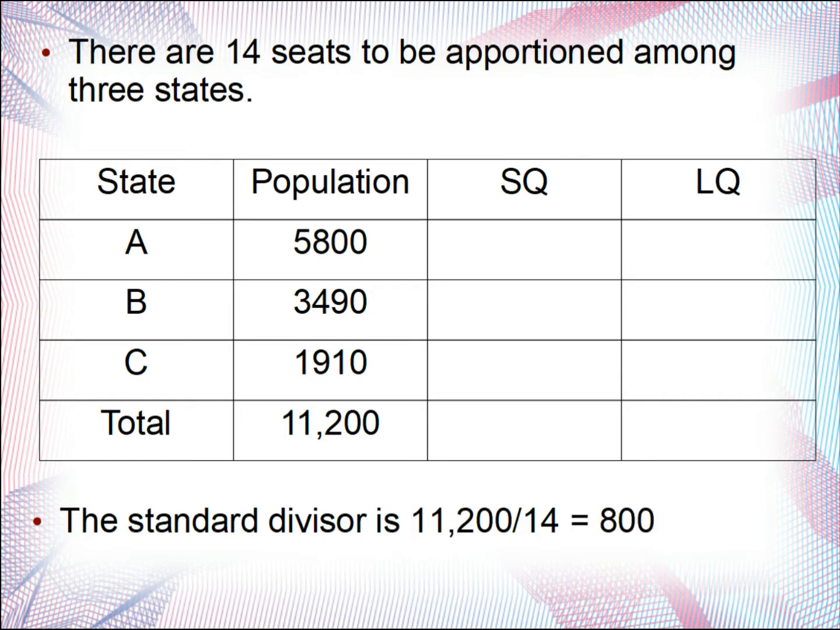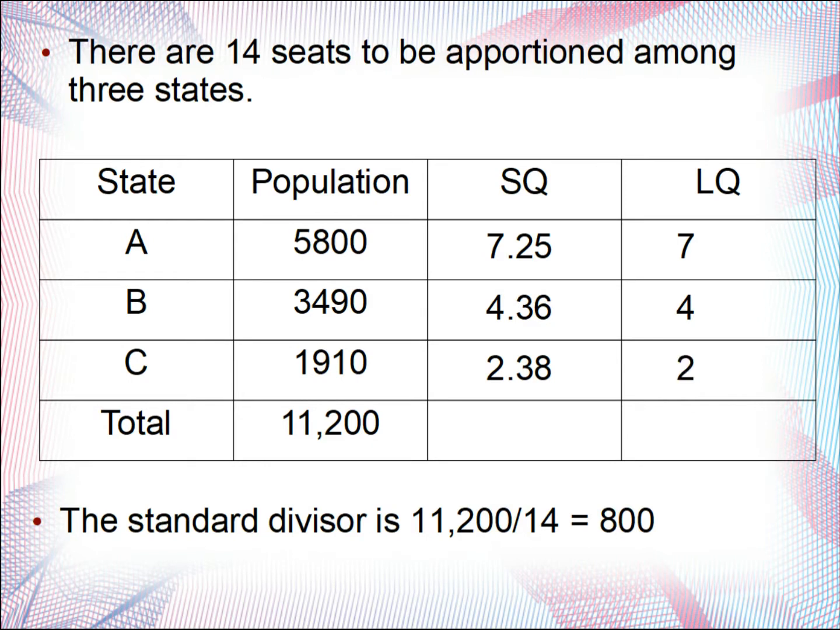So we're going to use the divisor of 800 to determine the standard quota. Remember, to get the standard quota, we just take the population divided by the standard divisor. So 5,800 divided by 800 is 7.25. You can round to basically whatever makes you happy, because we just need to get the lower quota, which is 7. So we're going to repeat the process for state B, taking state B's population and dividing it by 800.